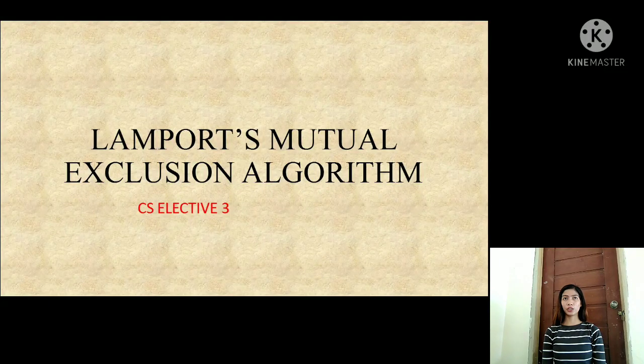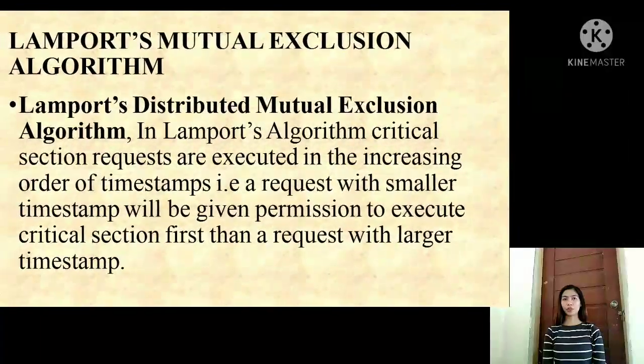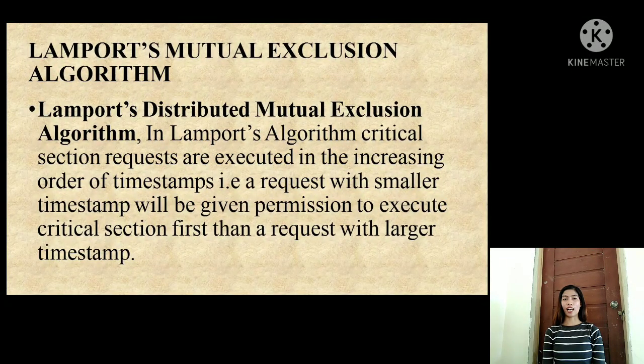Lamport mutual exclusion algorithm. Lamport's distributed mutual exclusion algorithm. In Lamport's algorithm, critical section requests are executed in the increasing order of timestamp. A request with a smaller timestamp will be given permission to execute the critical section first than a request with a larger timestamp.